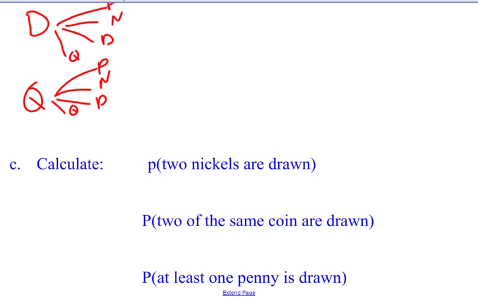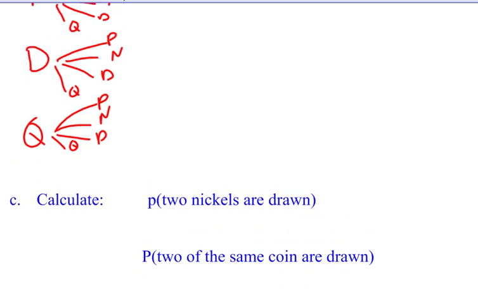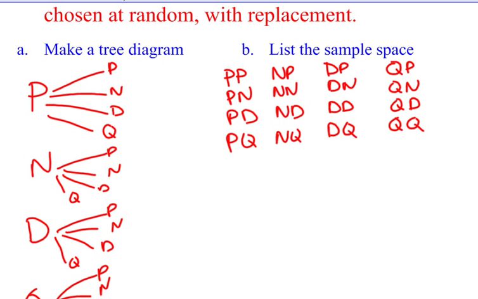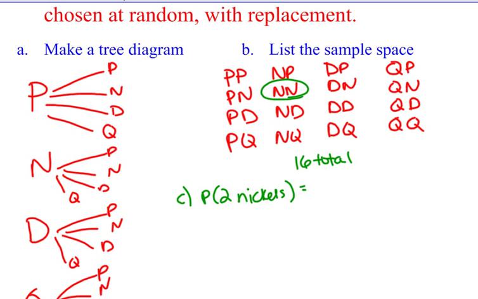You'll notice below it asks, calculate the probability that 2 nickels are drawn. If I look up here at my sample space, which of these has just 2 nickels? There's only one of them, right? And if you count, there's 16 total here. So for C, where it says the probability of 2 nickels, I'm just going to write it here so you can see everything. That is 1 out of 16.